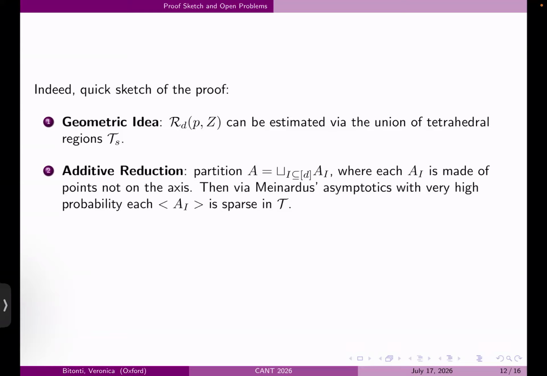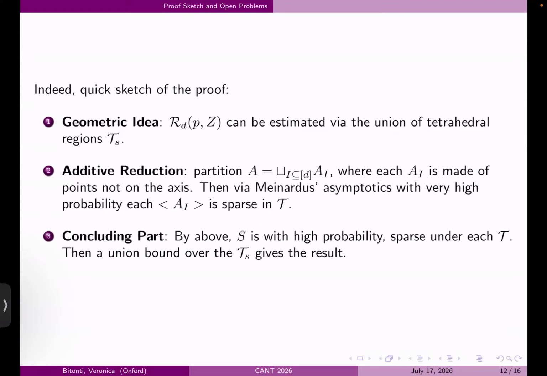So in particular, we look at the generating set A, and we partition this into sets A_i such that each of them is made of points that do not lie on the axis. And now we're closing this under addition, and we're looking at the numerical semigroup generated by each of these A_i. And it is via this Maynard-Duss asymptotics that we are able to say that with very high probability, each of these A_i closed under addition are sparse in our tetrahedral regions T. And it follows that by taking a union over all the different A_i at first, and then over all the different tetrahedral regions, so taking a double union bound, we're able to say that indeed S with very high probability is sparse below the whole hyperboloid region.